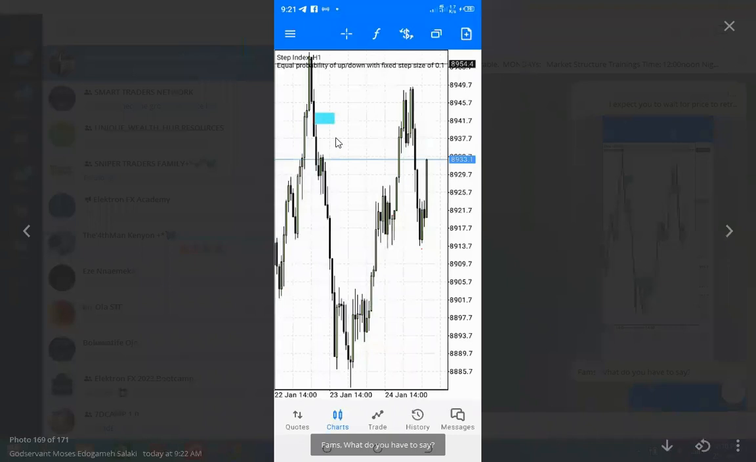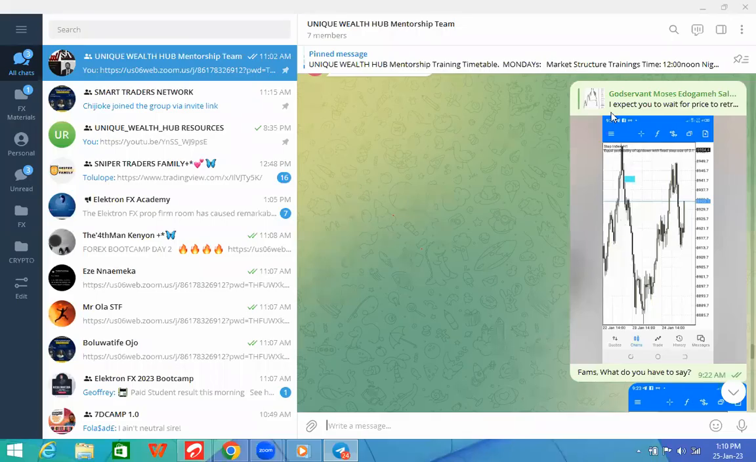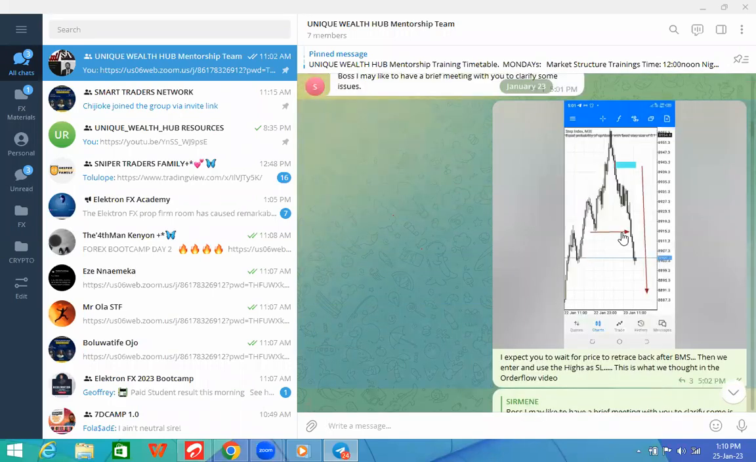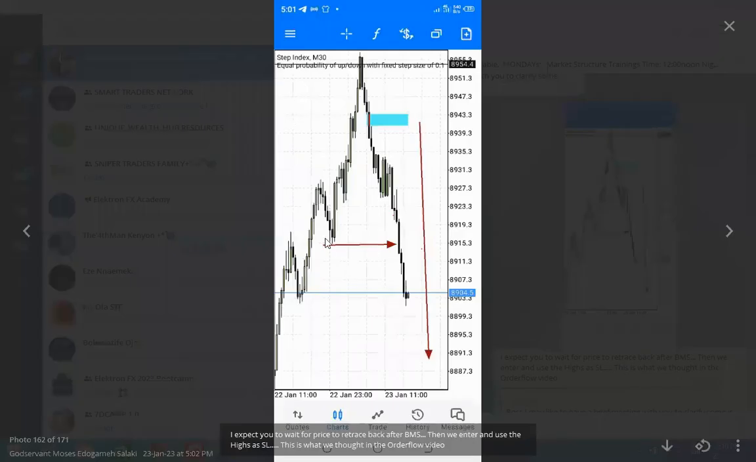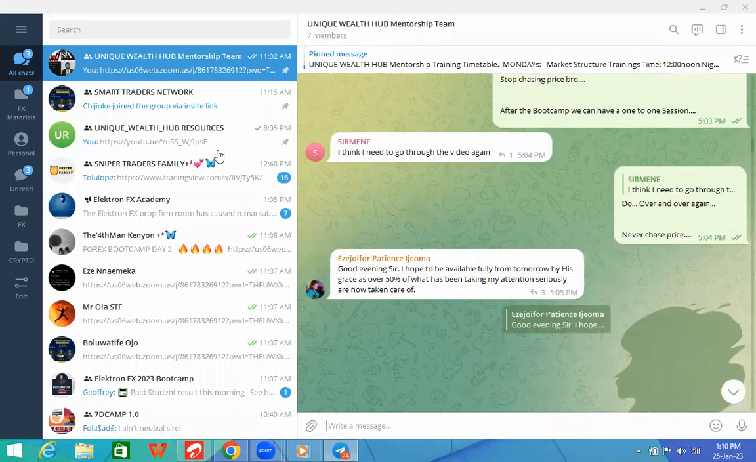Okay, this is step index. I posted this step index also in our group that price was gonna come here. I think I did, yes. Good. Step index has not played out. I saw this imbalance. I know price will come here and then we sell down. Look at what step did. Let's go back to the chart.